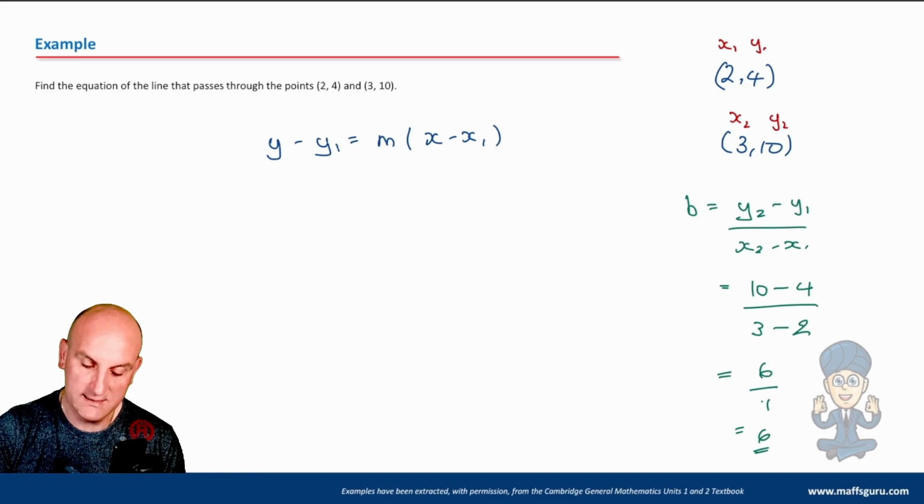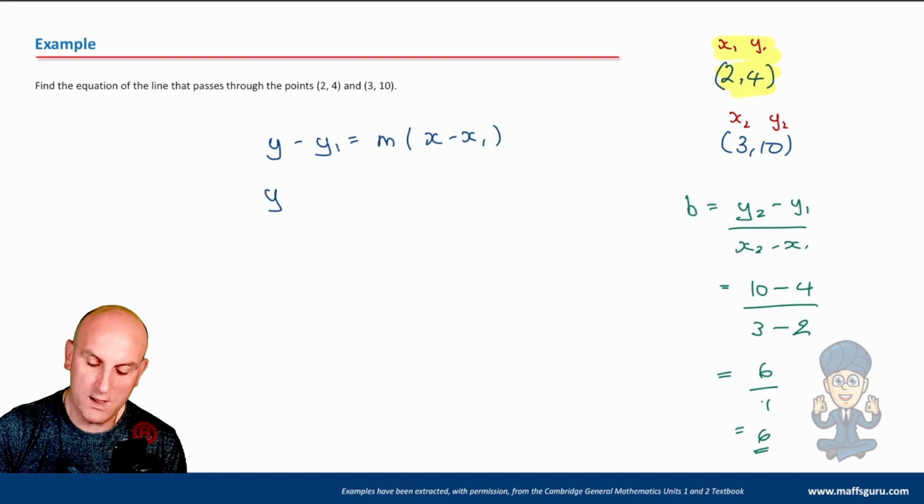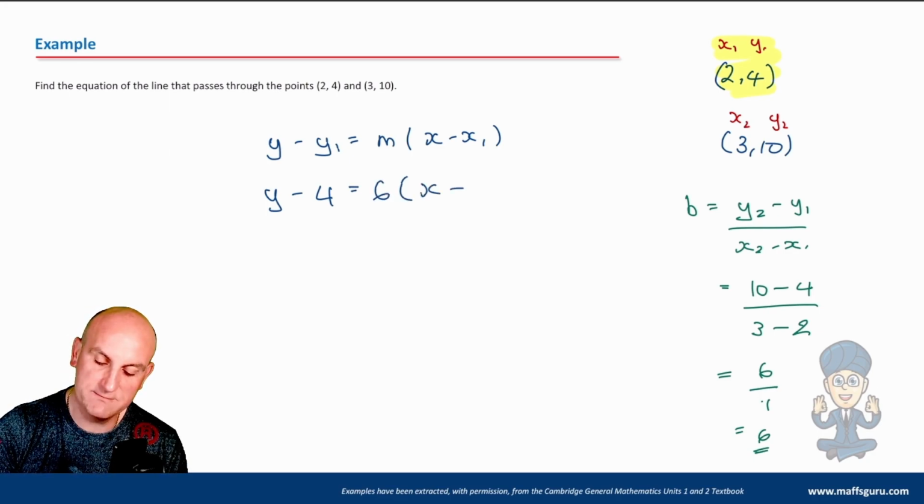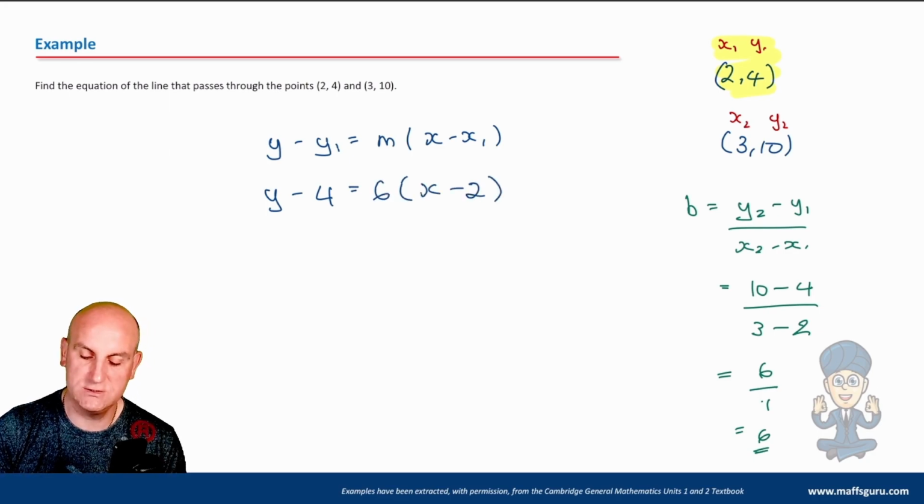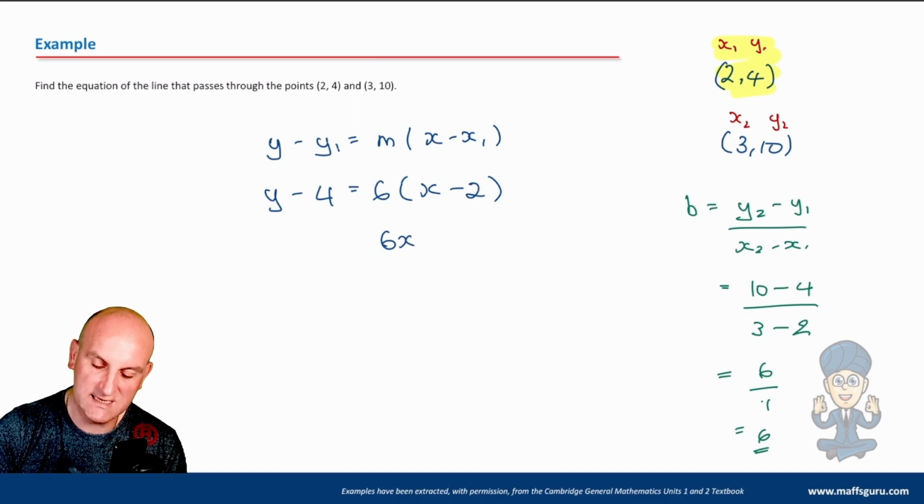All right, well, let's use the x1 and y1 that we've got. We might as well use this one here. So we've got y minus y1, which is 4, is equal to m, which is b, 6, lots of x minus my x1, which is 2. Right, well, we can multiply these out. So we can do 6 times x and 6 times minus 2. So that becomes 6x minus 12.